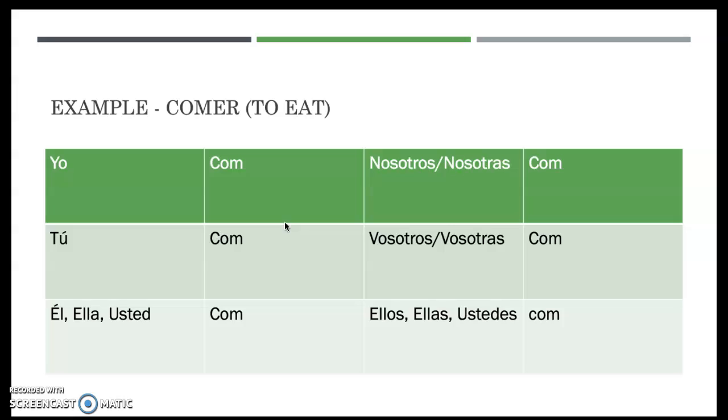Here is an example of an ER verb, comer, to eat. In this example, we dropped ER, we're left behind with our stem, com, which we filled in every part of the chart. Alone, com means eat.